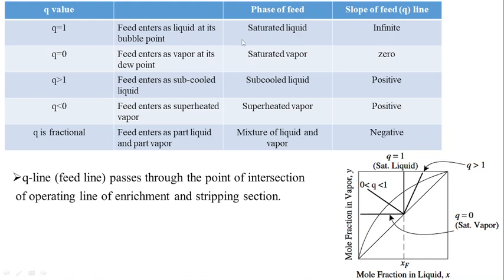If Q is equal to 1, the phase of the feed is saturated liquid. If Q is equal to 0, the phase of the feed is saturated vapor. When Q is greater than 1, the phase of the feed is subcooled liquid. And if Q is less than 0, it's a superheated vapor. And if Q is fractional, the feed will be entering as a mixture of liquid and vapor.